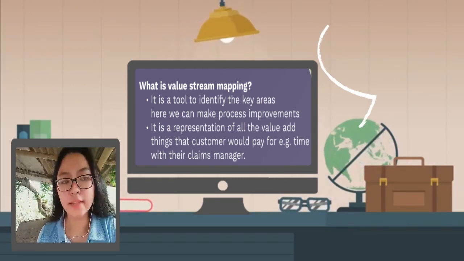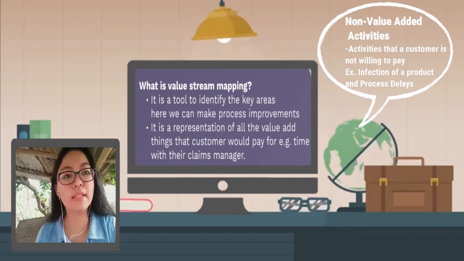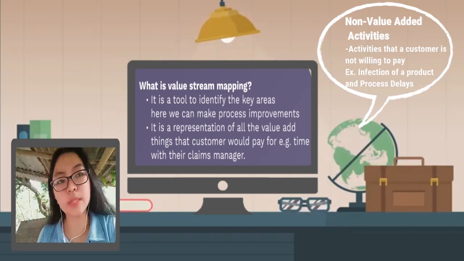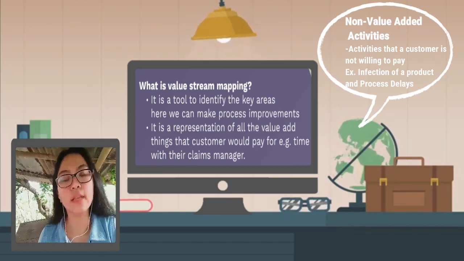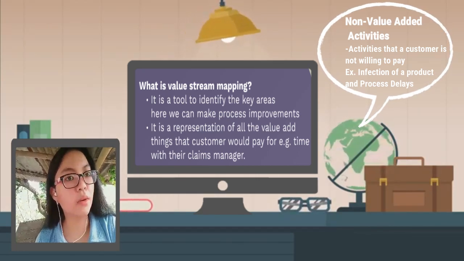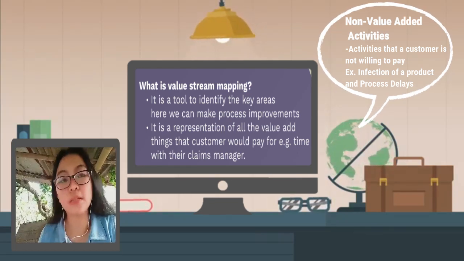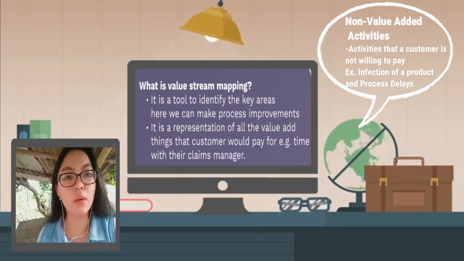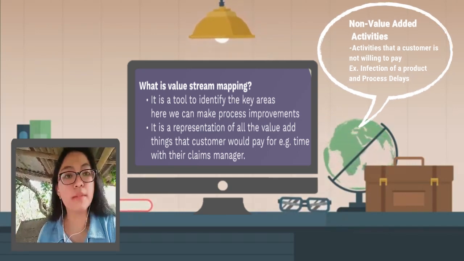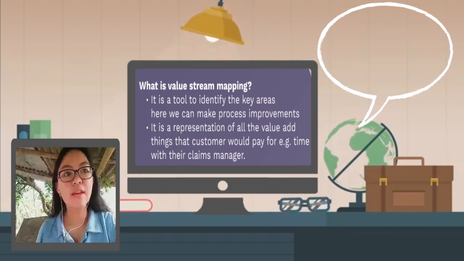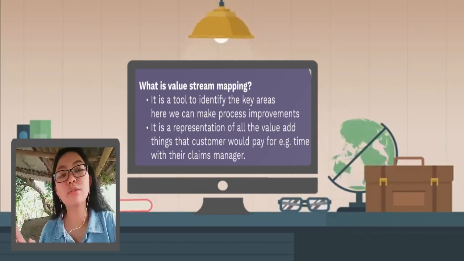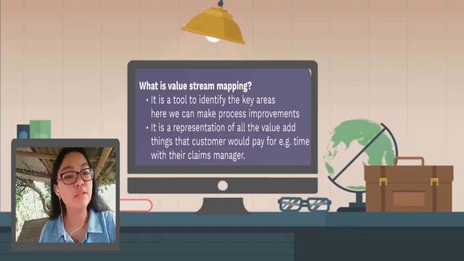On the other hand, non-value-added activities are activities that your customers are not willing to pay for. For example, the inspection of your products, the process delays, and also the paperwork done by your management. And these two activities are usually observed during the value stream mapping.